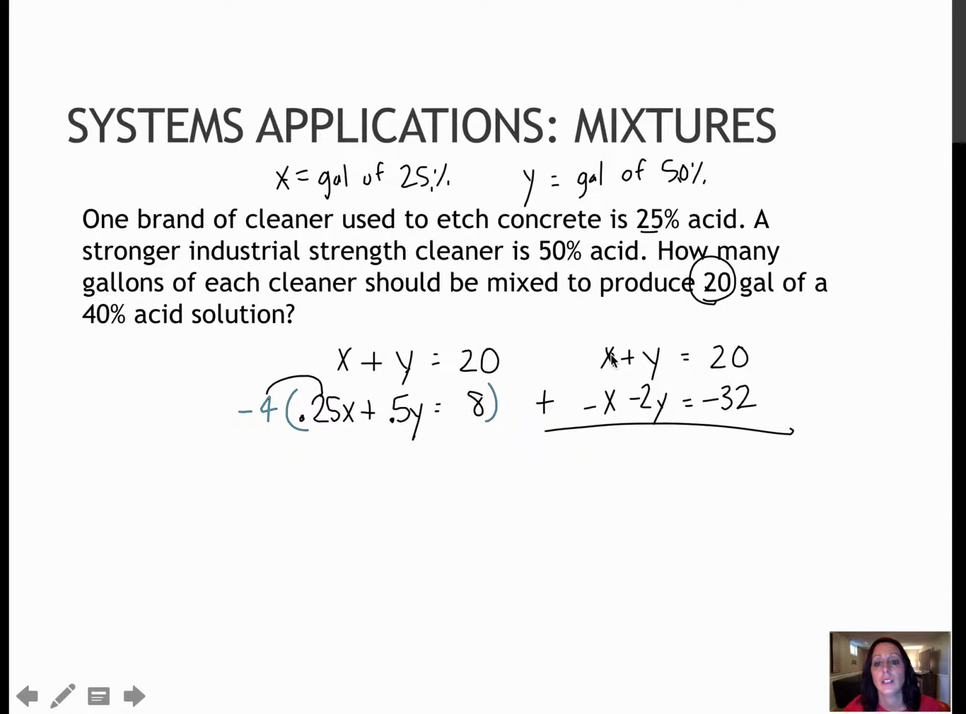Adding these together, my x's eliminate. I get y plus -2y, which is -y, 20 plus -32, which is -12. Dividing by -1 on each side gives me y equals 12. Finding x then, I would say x plus 12, so instead of y, I've replaced it with 12, equals 20, which means x is 8. Again, write your sentence. My sentence would say I should use 8 gallons of 25% solution and 12 gallons of 50% solution to produce 20 gallons of 40% solution.